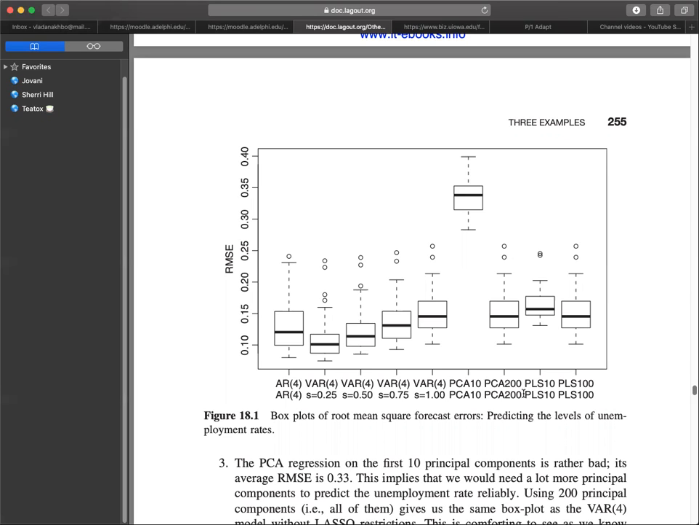The forecast performance of PLS on the first 10 PLS directions gives us an average RMSE of 0.165. It is considerably better than the PCA regression on 10 components, but it is still worse than that of the simple univariate AR4. We learned that neither PCA regression nor PLS can compete with the VAR4 model that uses some lasso regularization.